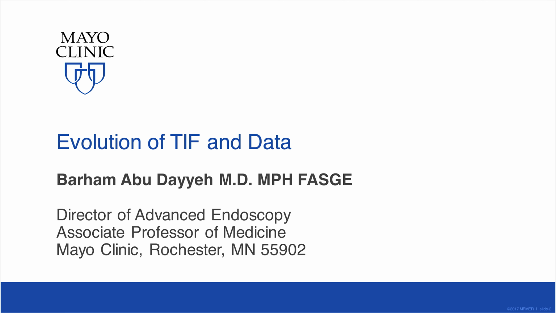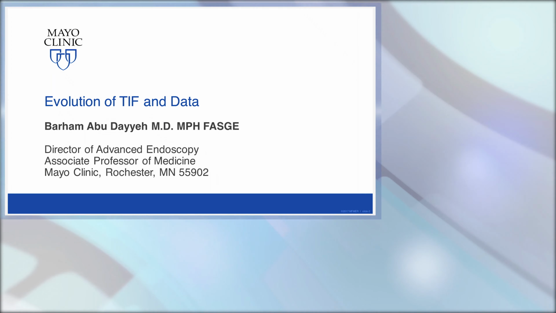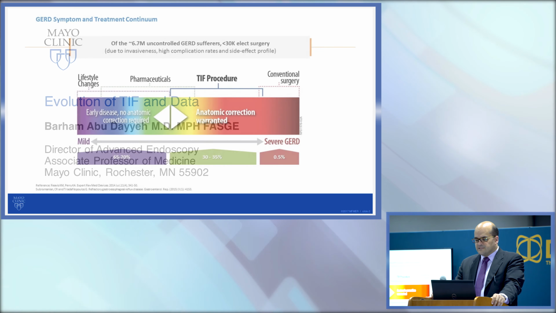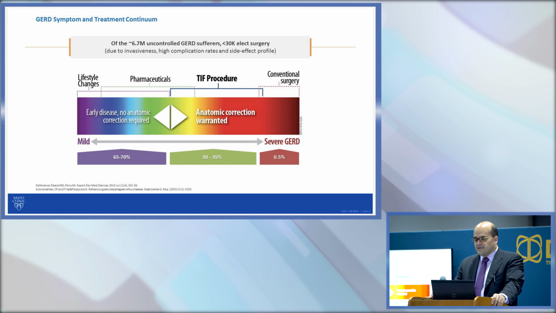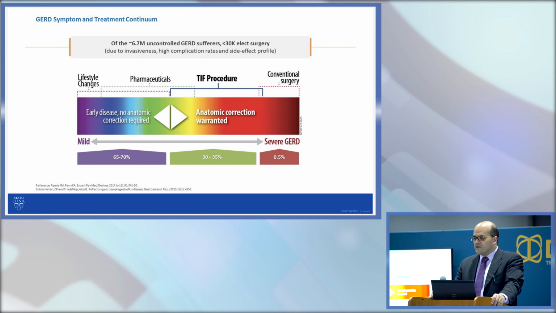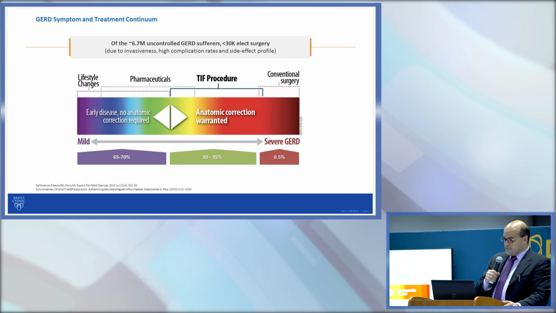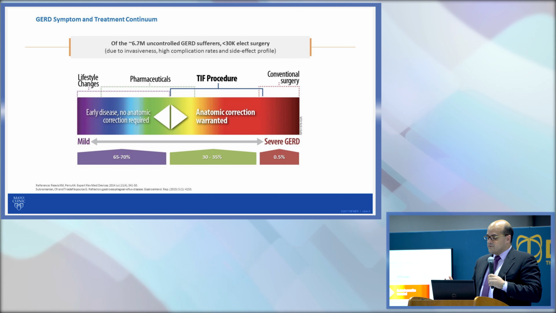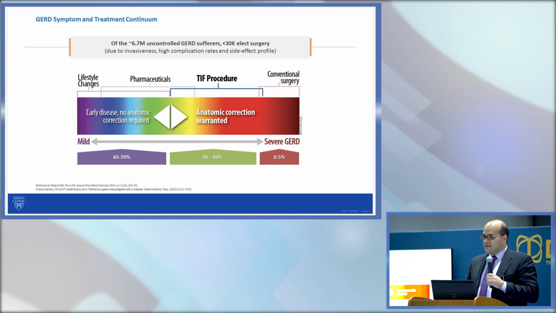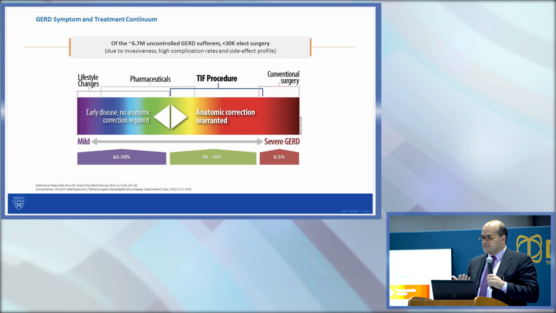So GERD is a very common disease. We don't need to belabor that point. But it's important to emphasize that GERD is not a hypersecretory disorder. That means we don't reflux because we're making too much acid. We reflux because there's a defect in the anatomic barrier that prevents the reflux between the stomach and the esophagus.